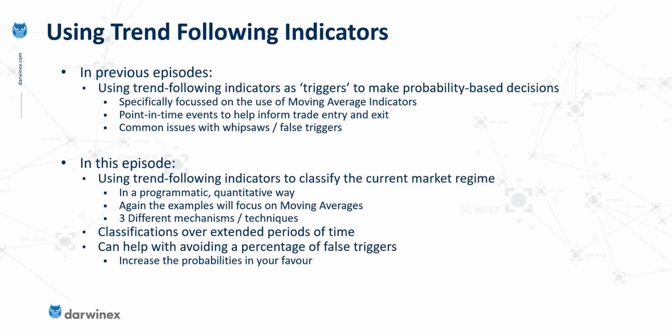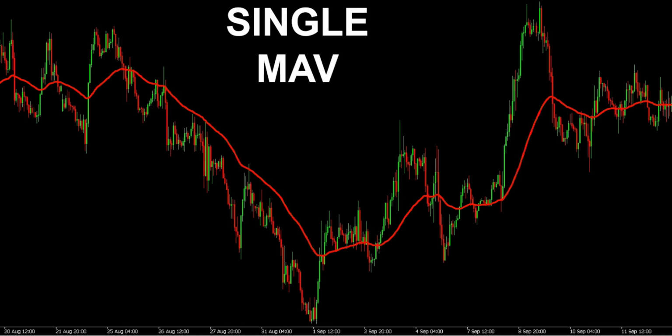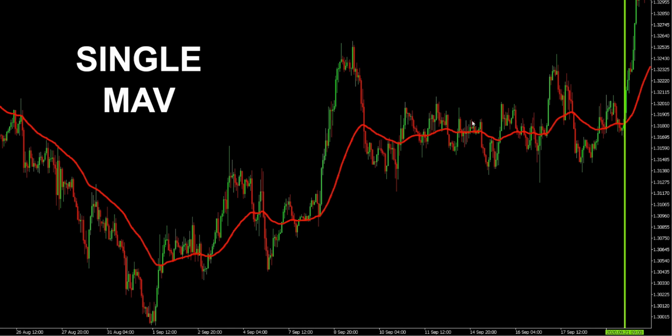So the first way we're going to look at in terms of classifying the market is by using just a single moving average. But here, we're not particularly interested in the turning points like we were for triggers, but rather we're looking at the slope of the moving average. And what you'll see is that when that slope is moving downwards, as you can see here, that's generally a good indication that the market is in a downtrend. And when the slope is moving upwards, it's an indication that the market is in an uptrend.